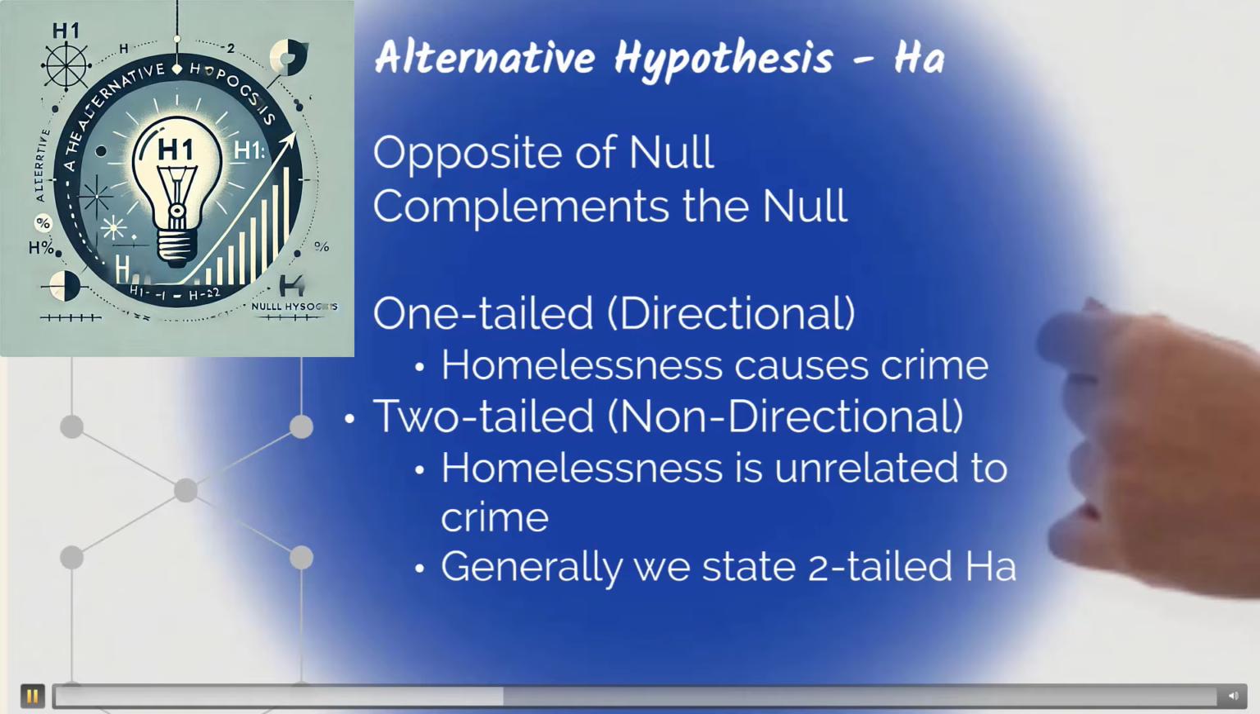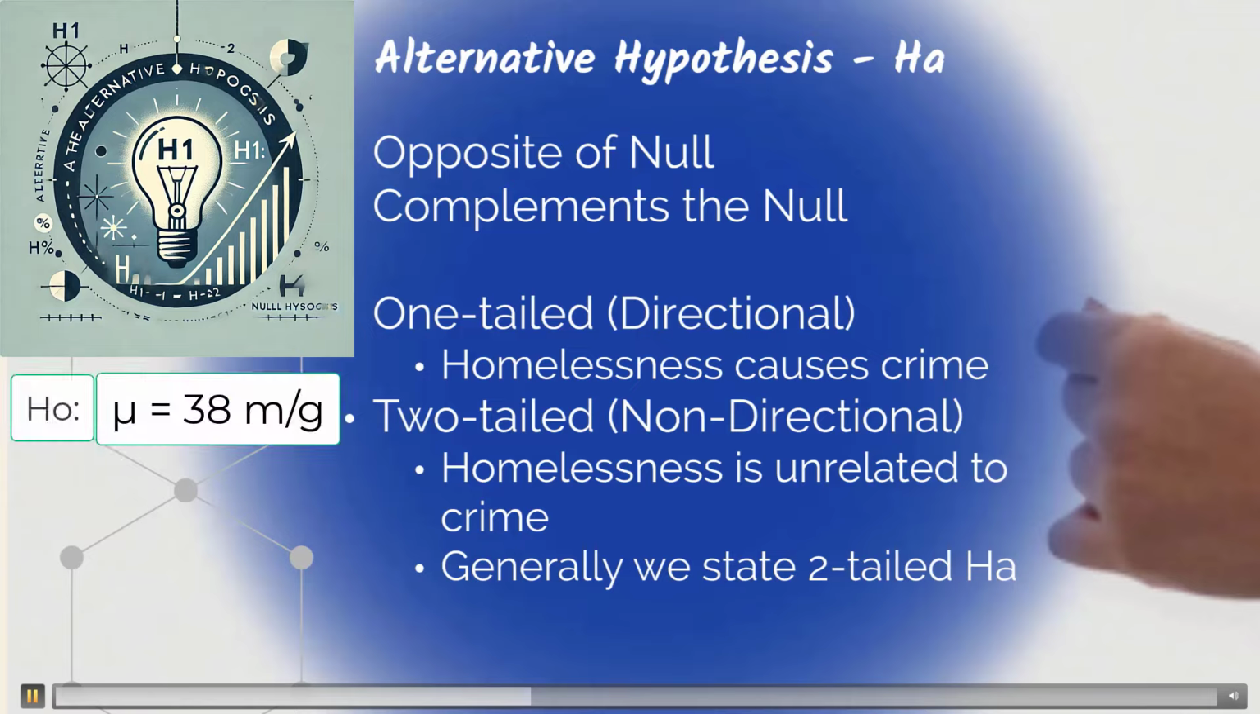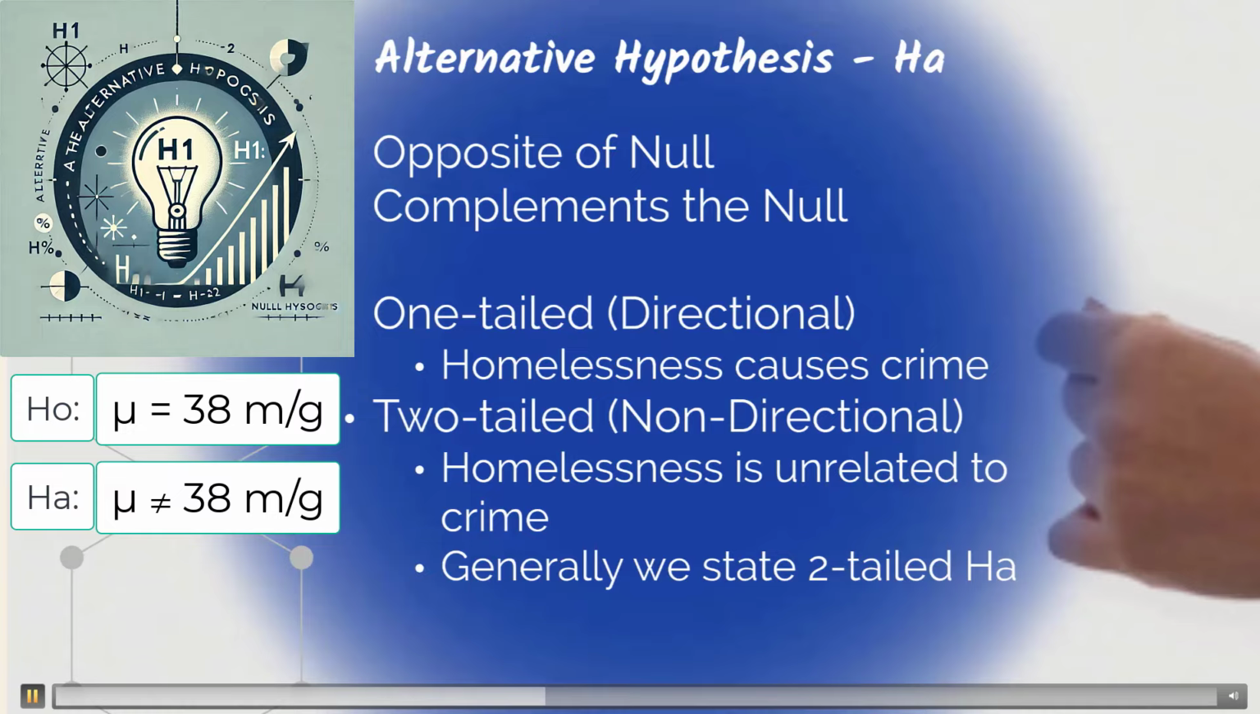The alternative should complement the null, so both the null and the alternative should make up 100% of all possibilities out there. So if the null is that the new car's gas efficiency, mean miles per gallon, is 38, the alternative should be that the mean is not 38 miles per gallon. It does not matter if it's more or less.